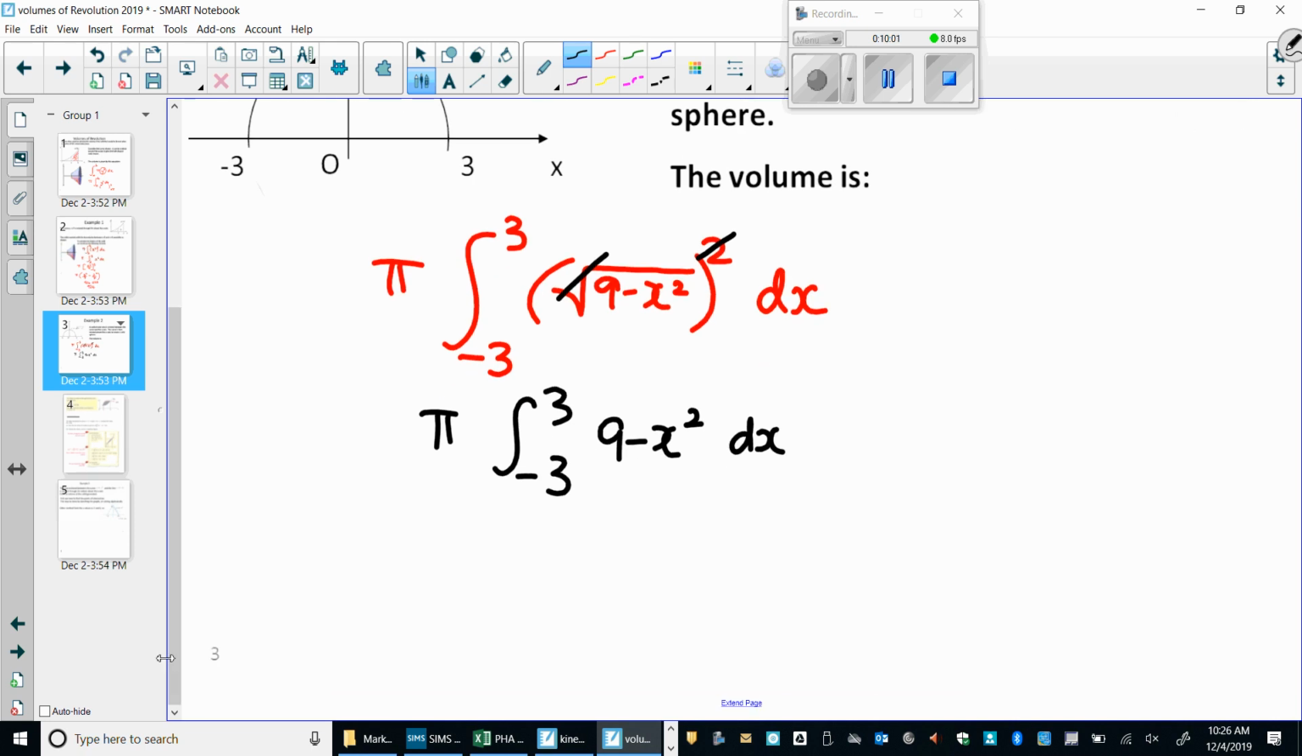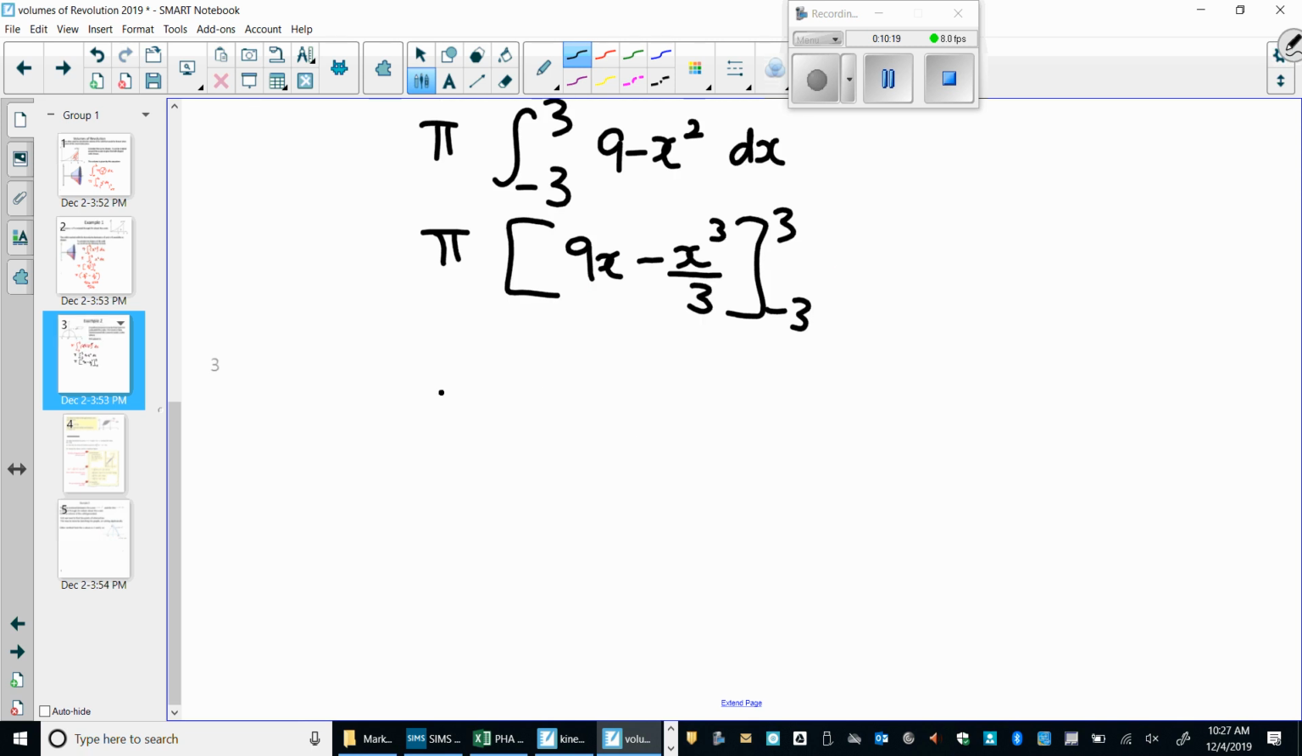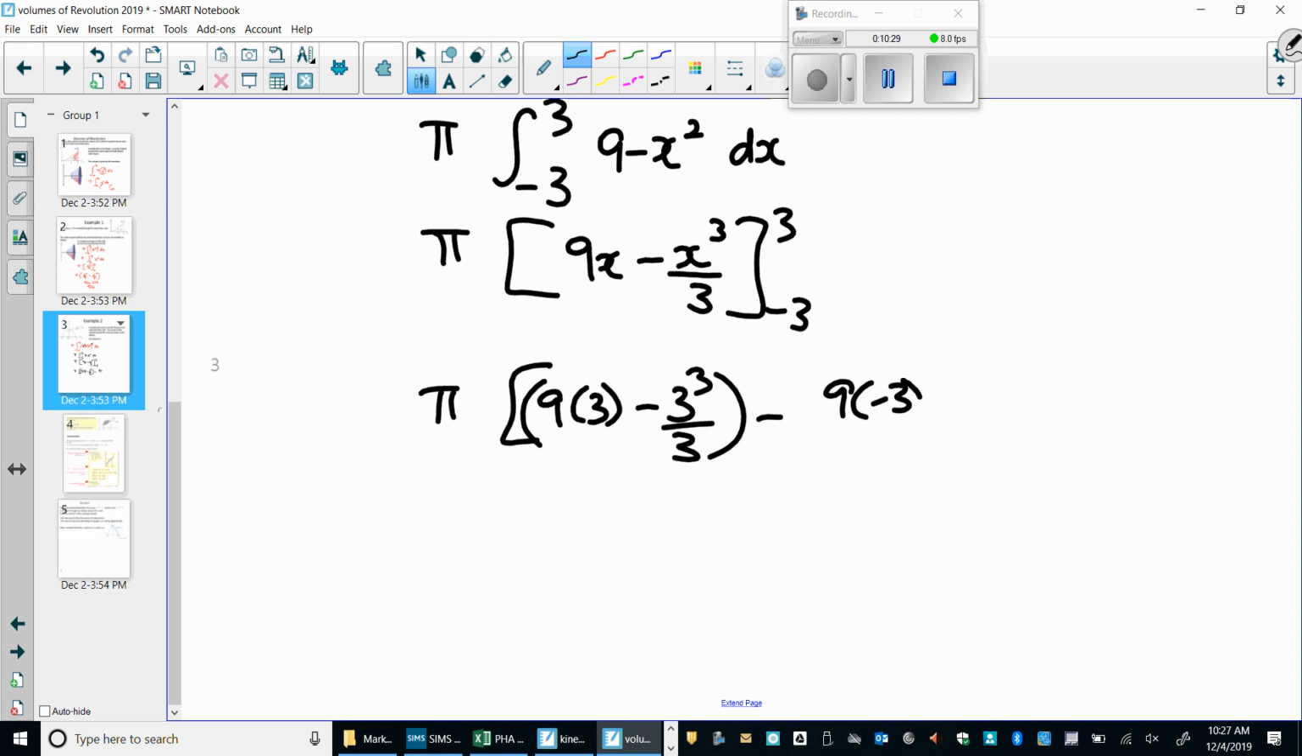Okay, so this bad boy, so we've got pi, square bracket, so 9 becomes 9x, yeah, minus x cubed over 3, and then hang our limits. So then it's 9 bracket 3 minus 3 cubed over 3, minus 9 bracket minus 3 minus minus 3 cubed over 3. Oh, she's on a roll. Okay, so we need to chuck that in the calc and get an answer.